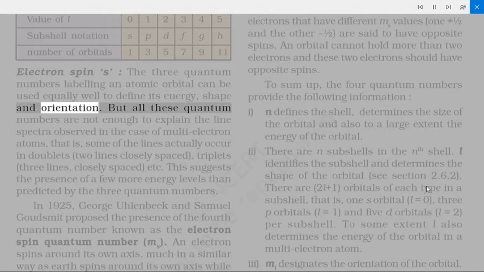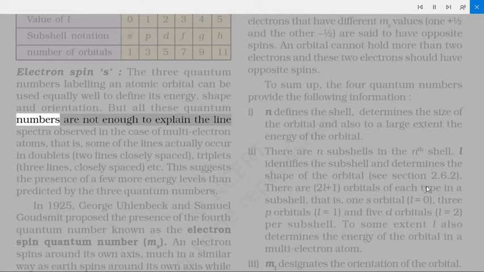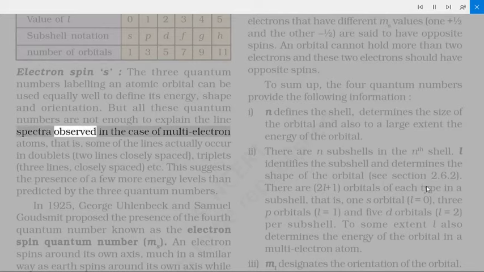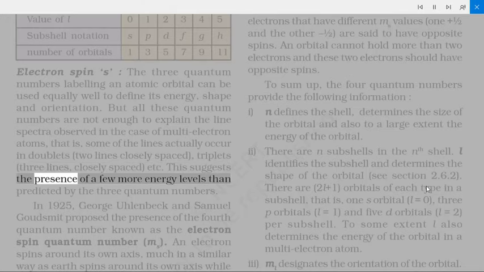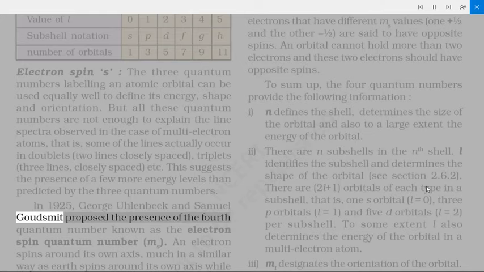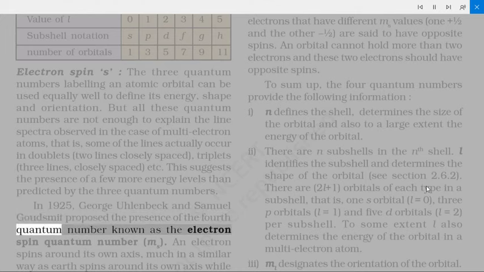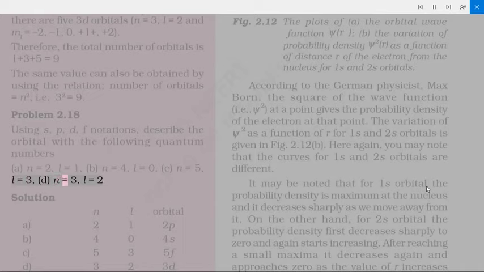But all these quantum numbers are not enough to explain the line spectra observed in the case of multi-electron atoms, that is, some of the lines actually occur in doublets, two lines closely spaced, triplets, three lines closely spaced, etc. This suggests the presence of a few more energy levels than predicted by the three quantum numbers. In 1925, George Uhlenbeck and Samuel Goudsmit proposed the presence of the fourth quantum number known as the electron spin quantum number, m_s. An electron spins around its own axis.